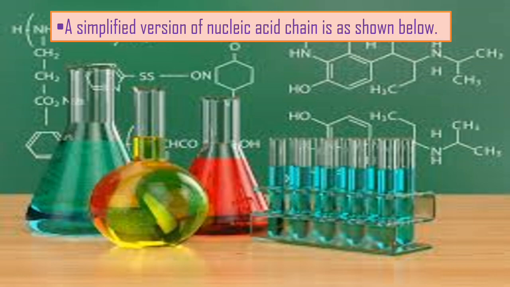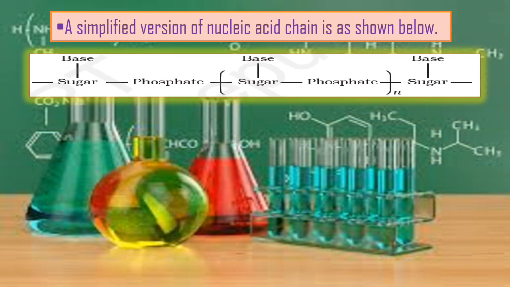Very simplified version of a nucleic acid chain we'll see. So what is nucleic acid? Nucleic acid is a polynucleotide. So look at this simplified version. We had a sugar. To the sugar, if a base gets attached at the 1' position, what do we call it? A nucleoside. If a phosphate group gets attached to that nucleoside, we call it a nucleotide. If that nucleotide gets attached to another nucleotide, it is a dinucleotide, and with another, a trinucleotide.